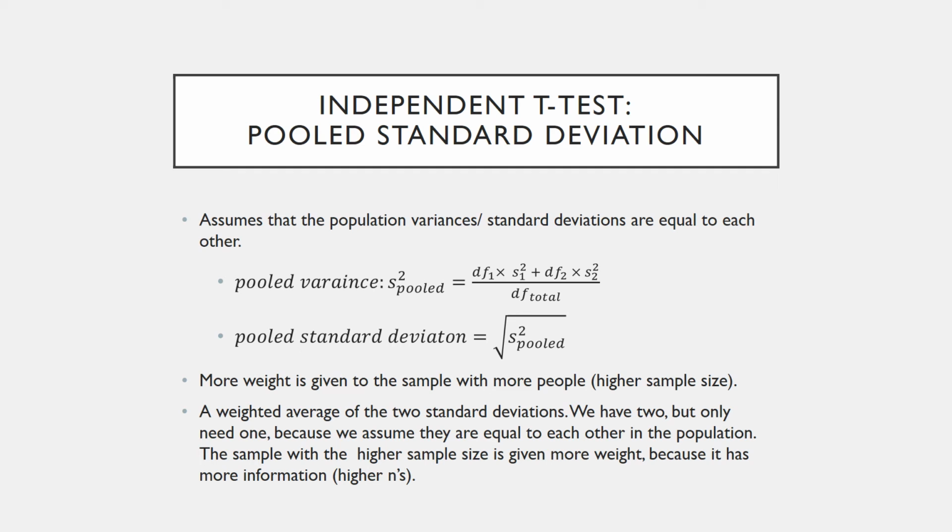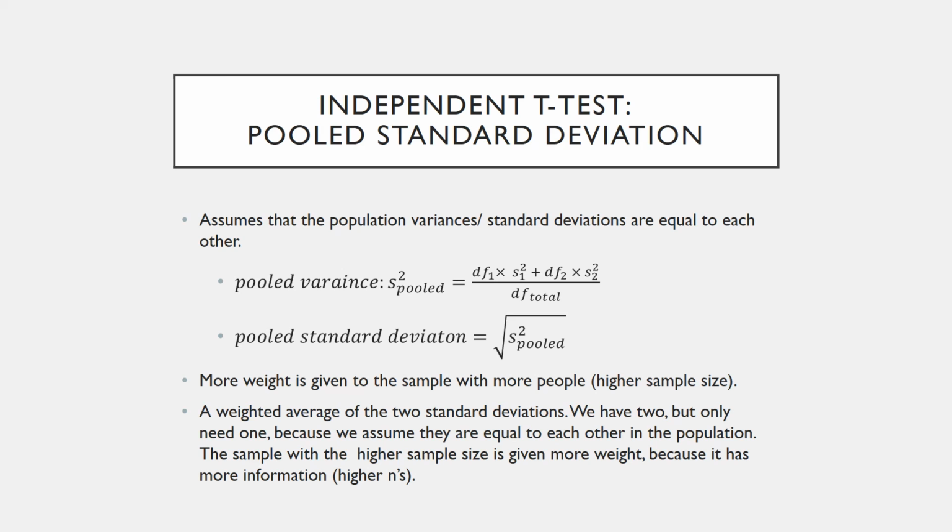And what I mean by weight is that it's going to have more influence on this pooled variance. So whichever sample has the highest degrees of freedom, this pooled variance will be closer to the standard deviation for that sample. So it's going to be closer to the standard deviation for the one with the highest degrees of freedom, okay? And it's going to give more weight to the one with the highest sample size because it has more information, so therefore we say it's more accurate.